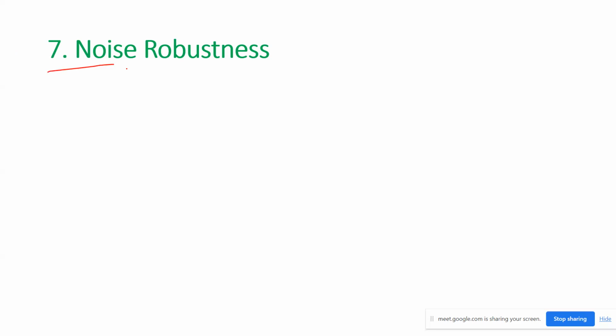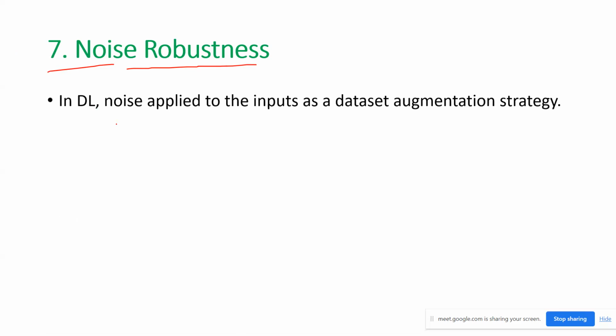So now we come to noise robustness. It's another topic. So what is noise robustness? In deep learning, noise is applied to the input as a dataset augmentation strategy. As I told you, we are doing data augmentation, and in this data augmentation, noise robustness is one of the strategies. Like earlier we discussed changing the degree, similarly we can apply noise robustness. So what is this noise robustness?